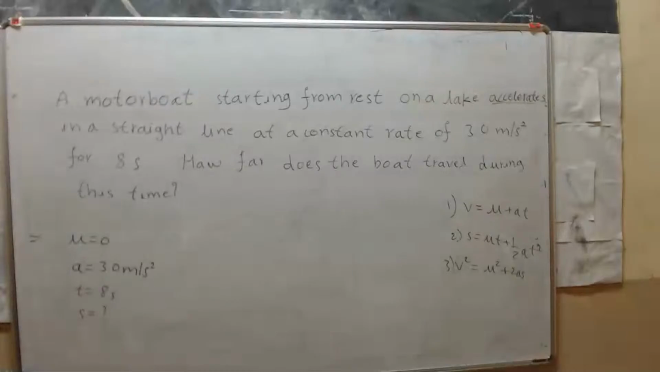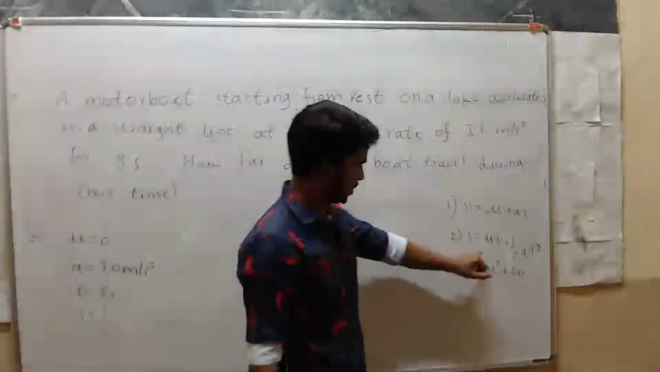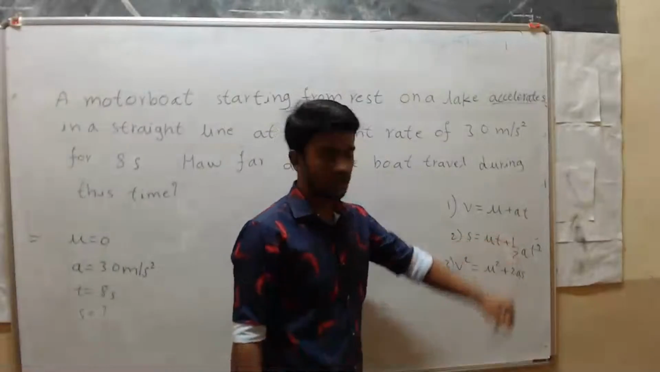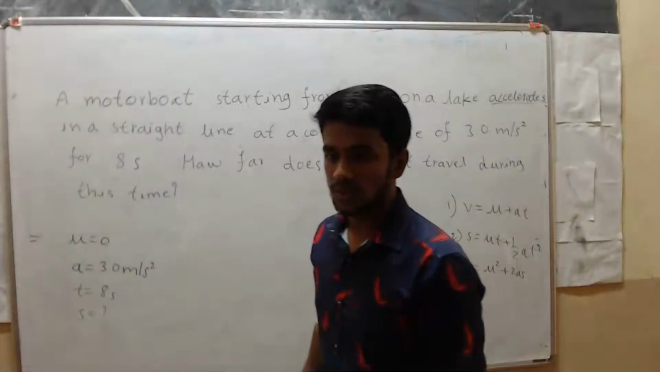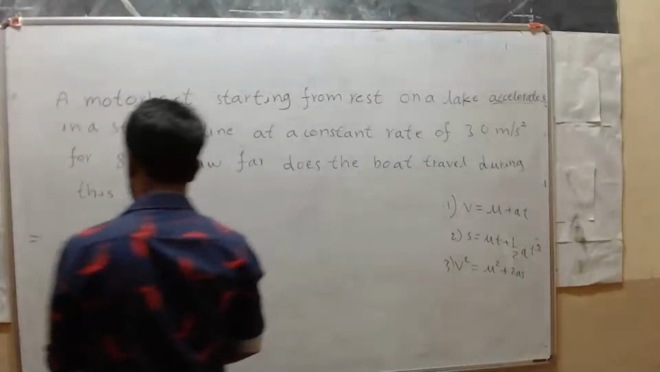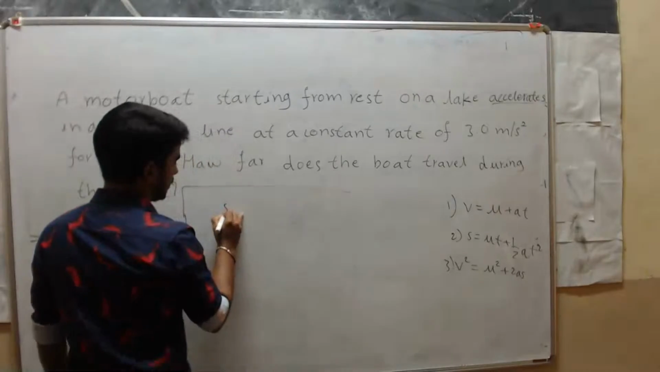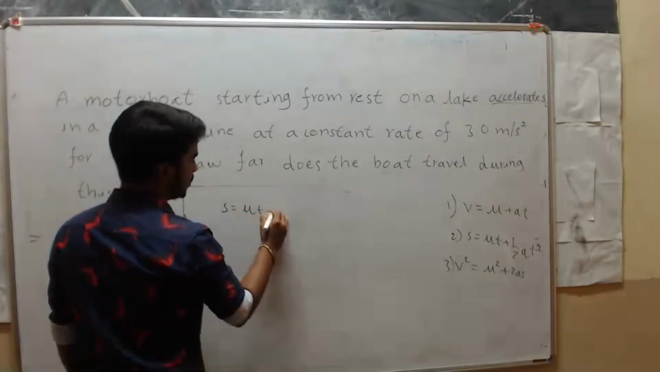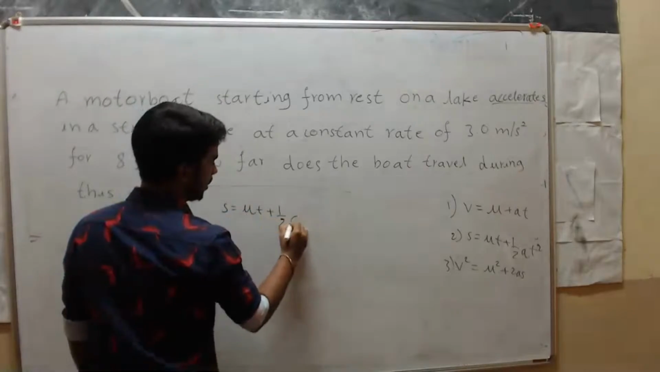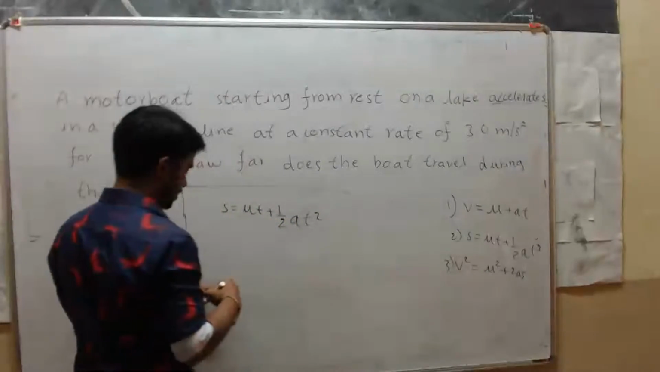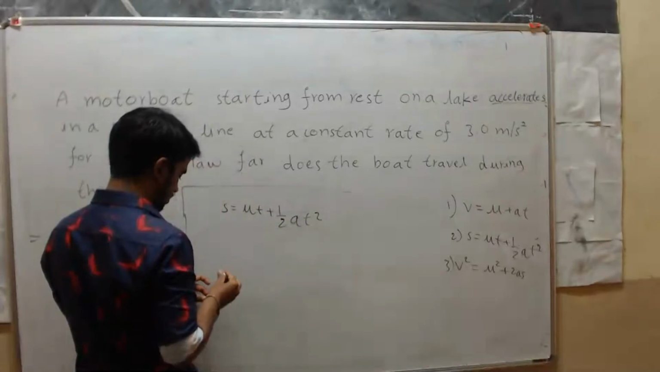See here. So now you can directly go with the second one because here we need s, right? We know u and t value and a value. So better go with second one. s is equal to ut plus half at square. Okay. So substitute the values.